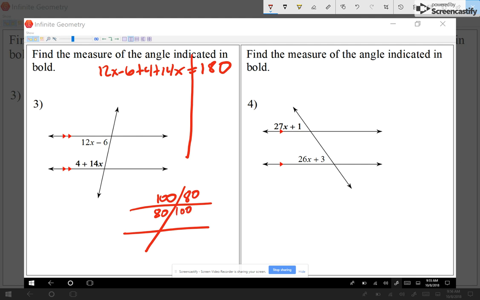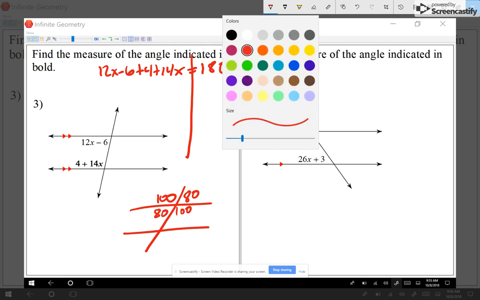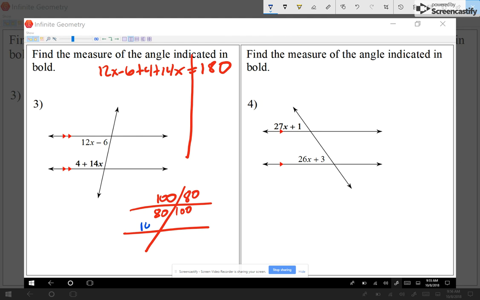You understand that. Now, if I was to write these numbers here at the bottom, I'm going to write them in blue. This is 100. This is 80. This is 100. This is 80. Now, look at my same side interior angles. If I add them up, equals 180. Look at my other side, same side interior angles. Same side interior angles will always add up to 180.